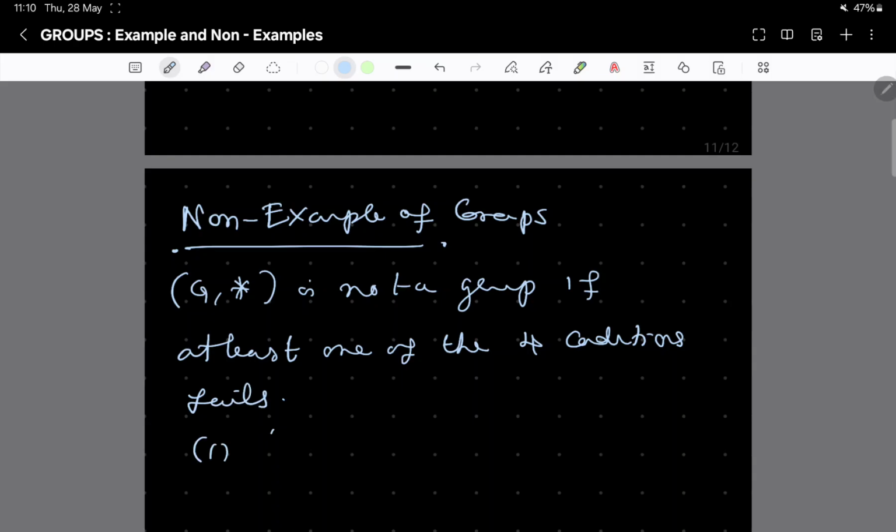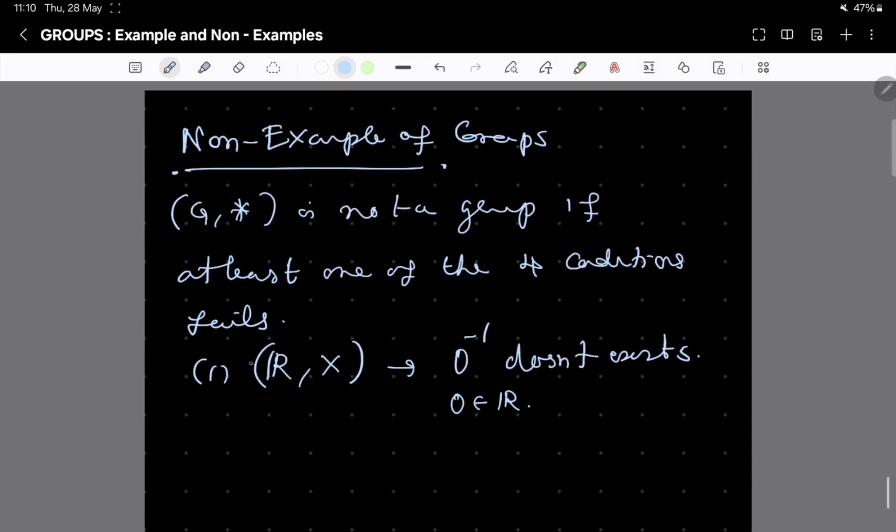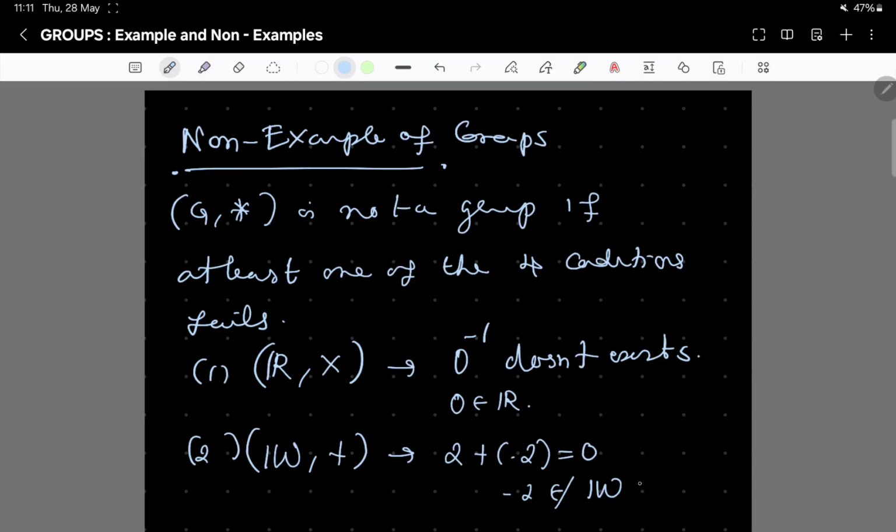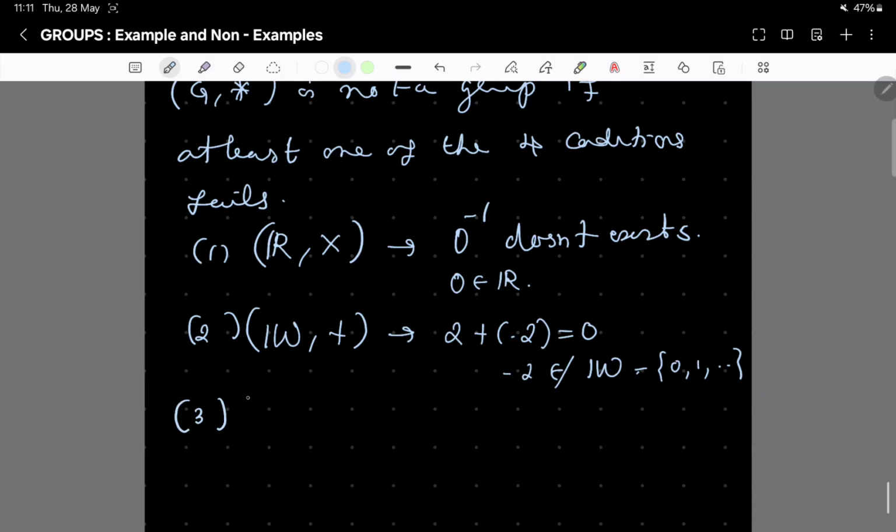So let us see some examples. If you look at R with the usual multiplication, here 0 inverse does not exist, 0 being an element of R, so it will not be a group. Second, if you take whole numbers under addition, identity is there, associativity is there, everything is there. The problem is inverse does not exist. 2 plus minus 2 equals 0, but minus 2 is not in whole numbers. Whole numbers start from 0, 1, 2, 3 like that. So minus 2 is not there, so that is not a group.